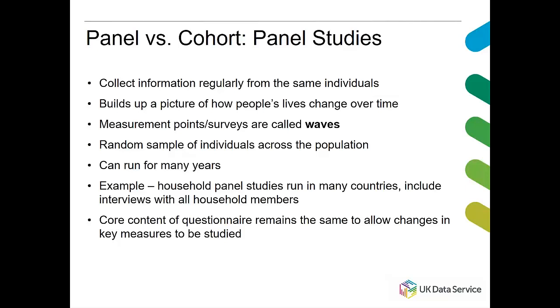So we've got panel studies, which collect information regularly from the same individuals, and they help us to build up a picture of how people's lives change over time. Now, the measurement points or the survey events are called waves. Now, when the survey starts, a random selection of individuals is taken from across the whole population, and these surveys run generally for many, many years. For example, a household panel survey can run in many countries, and again, these are surveys which will allow you to do some cross-country comparison.